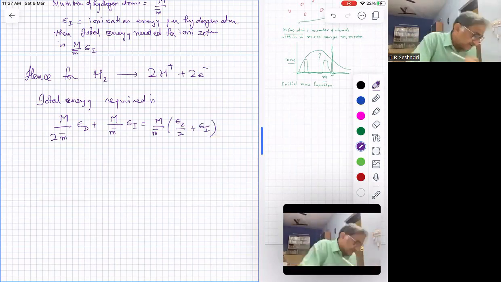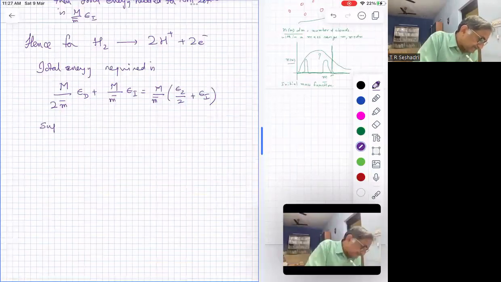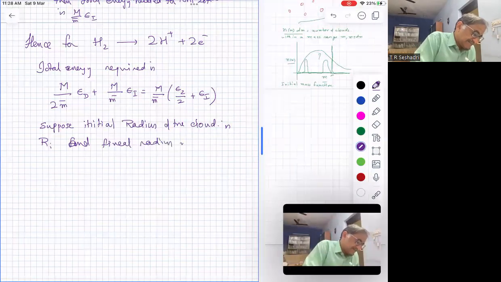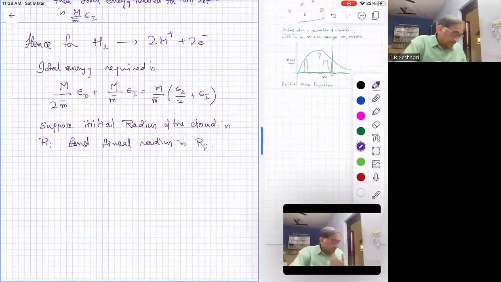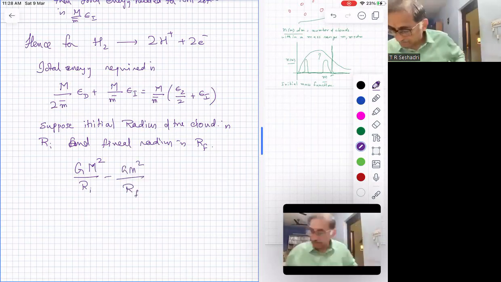Okay. And now, where does this energy come from? This energy comes from gravity. Okay. So suppose the initial radius of the cloud is Ri, and the final radius is Rf. Then we know that G M square by Ri minus G M square by Rf. Sorry, other way around. Just a minute.